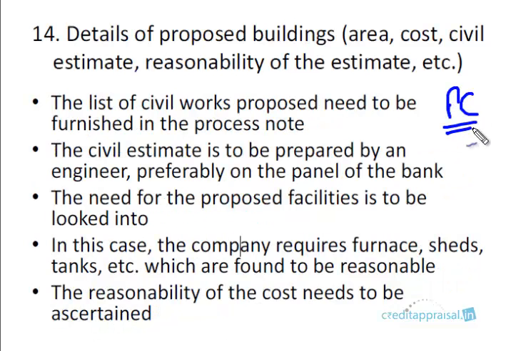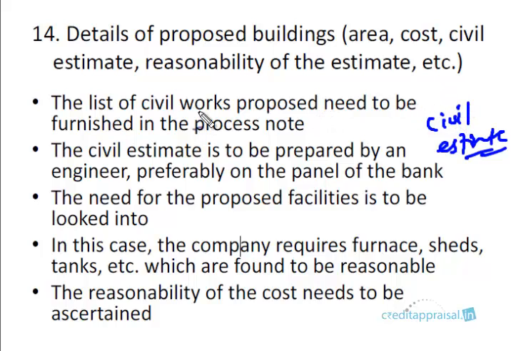Then in the project cost, after land, the next item is buildings. So in the project cost, you'll be having some cost for buildings. Now you need to analyze whether it's okay or not. For this, what we look at is known as the civil estimate. Again, this is something which we discussed earlier in the chapter on term loan appraisal. So please refer back. What are the points that you need to look into when looking at the civil estimate?